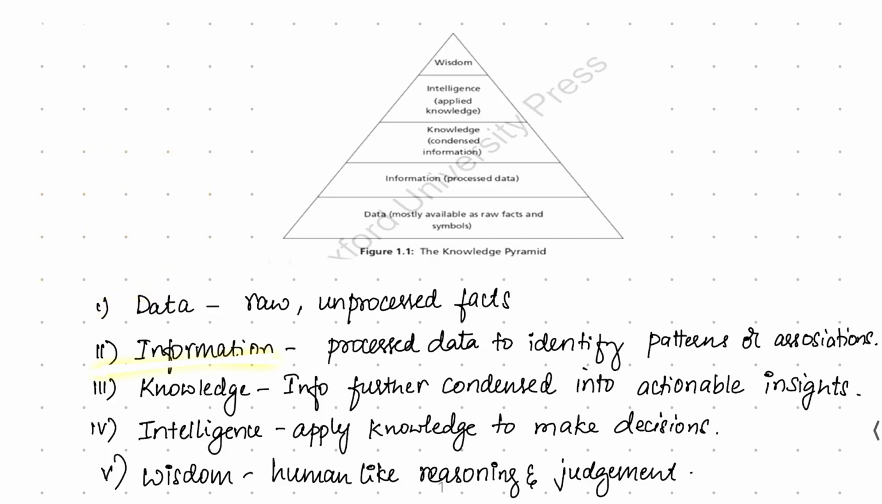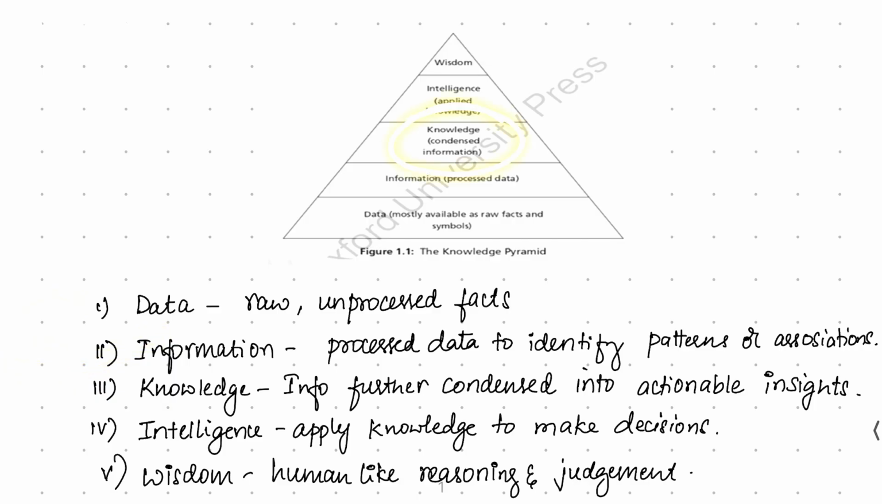Next we have information. Information is processed data. When you take the data and process it to identify particular patterns or associations, it becomes information. If you take that 10-digit number, and add +91, or if the number is in a certain pattern, we can say that it is a mobile number, right? So from data it turns into information.